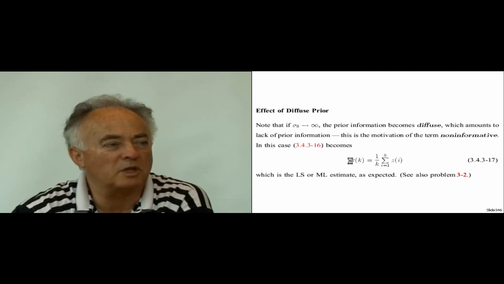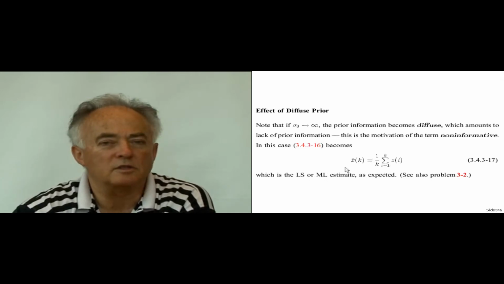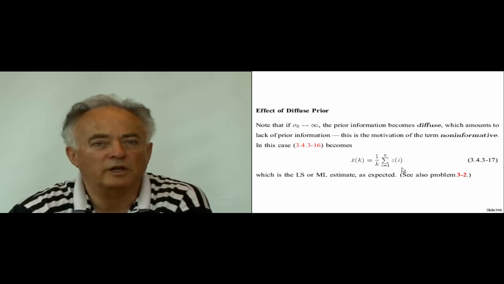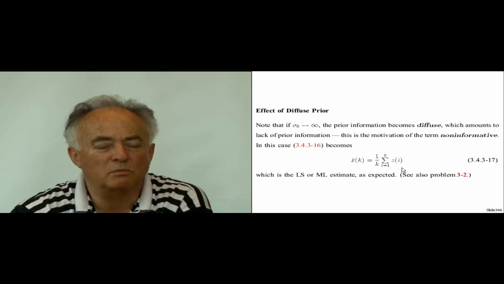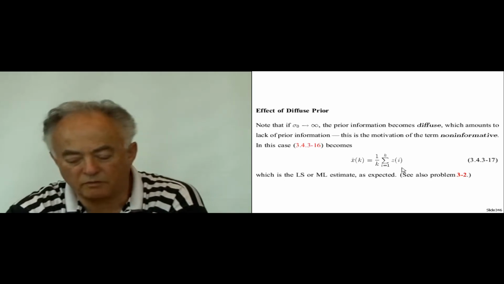This is the sample mean. So either least squares or maximum likelihood estimate. And this clearly again indicates how we can go at the limit and eliminate the prior information by making its variance go to infinity.